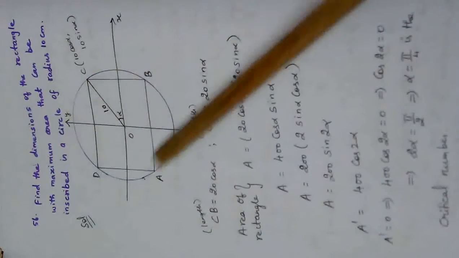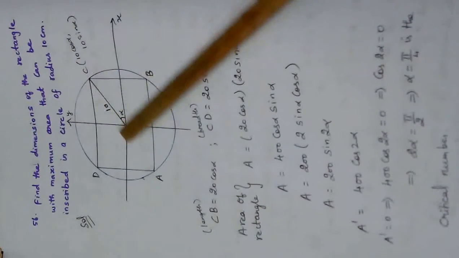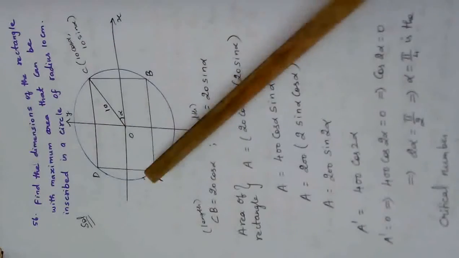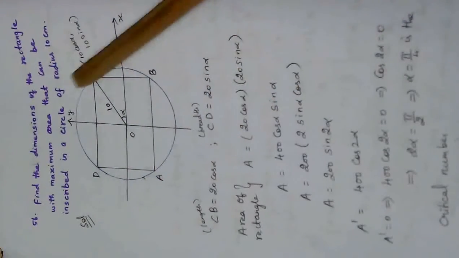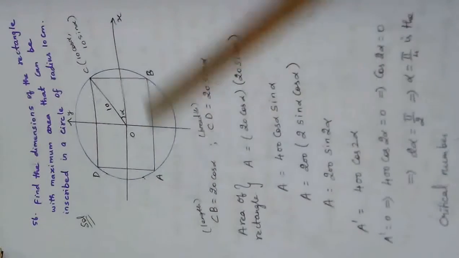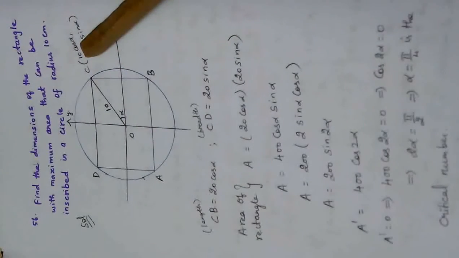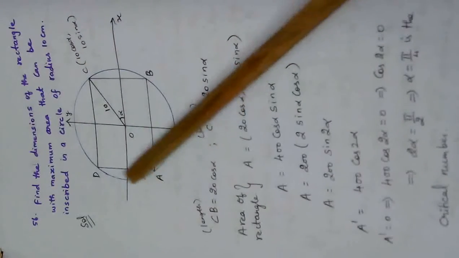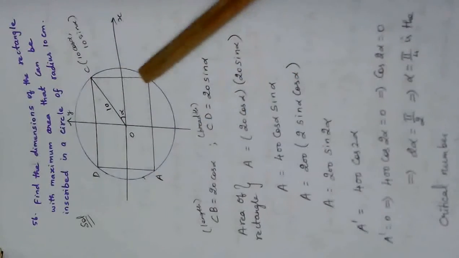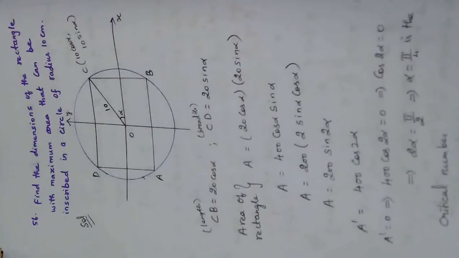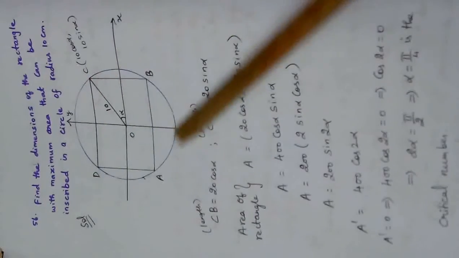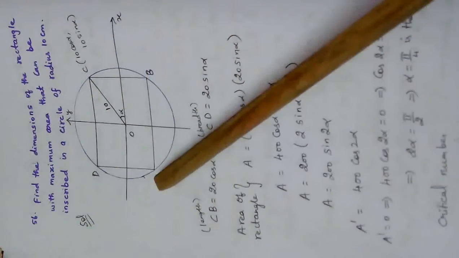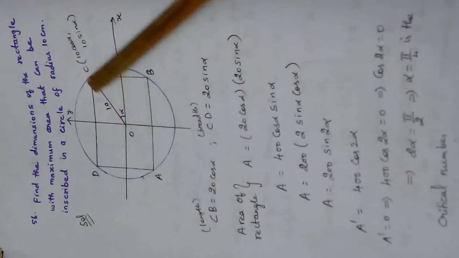Again I repeat, circle is there. Radius of the circle is 10 centimeter. We need to inscribe a rectangle inside this circle. We need to find the dimensions of this rectangle, that is length and breadth we need to find out. Such that what is the condition? The area of this rectangle should be the maximum. That is the condition. Okay, now see the diagram properly. I have drawn the circle and one rectangle is present inside the circle. And definitely this is the radius.